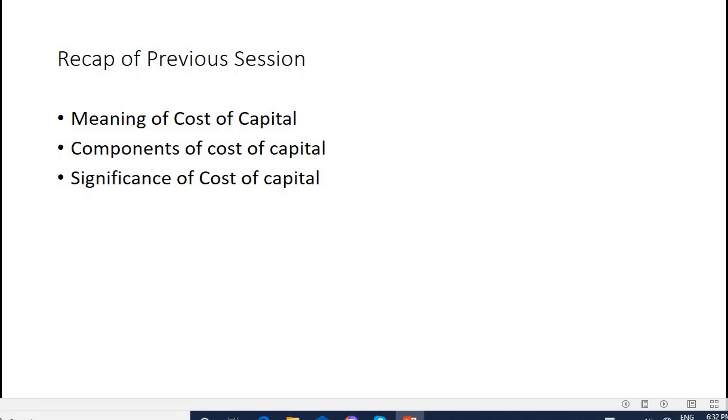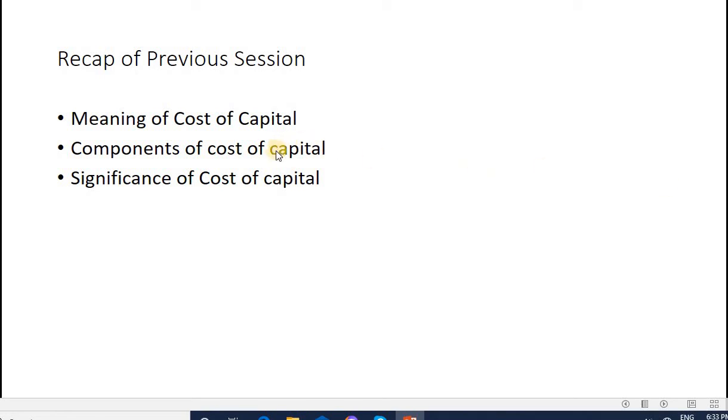In the previous session, we have seen the meaning of cost of capital. Cost of capital is the minimum rate of return that the firm needs to earn from the project in order to meet the cost. As we all know, for every fund we raise, we need to pay in return in the form of interest, in the form of dividend. So whenever we are evaluating the investment project, we need to evaluate from the point of cost of capital.